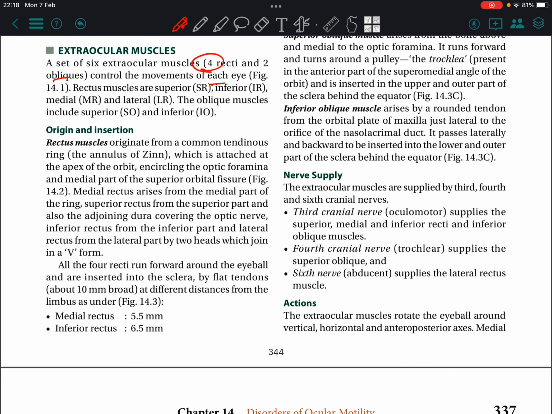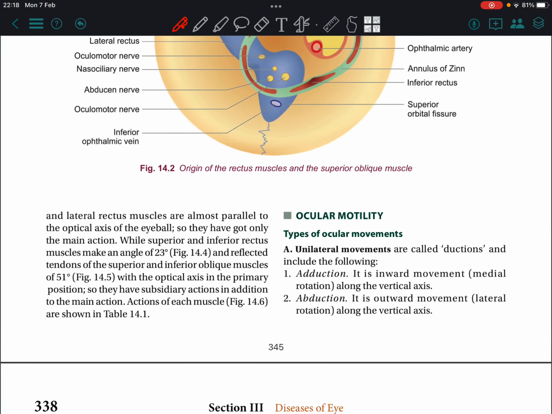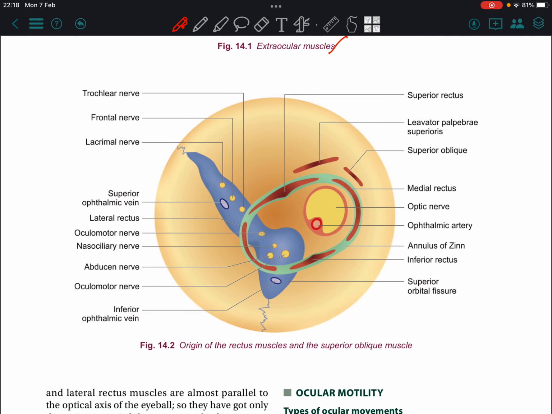Origin and insertion: the rectus muscles originate from a common tendinous ring, the annulus of Zinn, which is attached at the apex of the orbit, encircling the optic foramen and the medial part of the superior orbital fissure. These are the extraocular muscles and the origin of the rectus muscles and the superior oblique muscle.